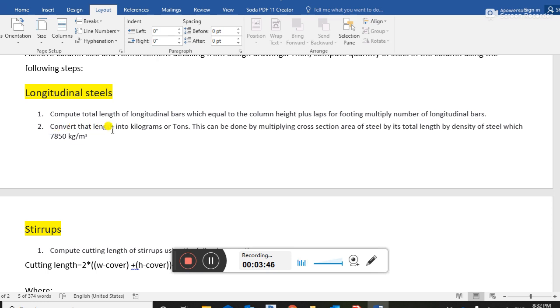Second, convert the length into kilograms or tons. This can be done by multiplying the cross-section area of the steel by the total length by density of steel, which is 7850 kilogram per meter cube. Guys, this question is always asked in exam and interview. What is the density of steel rebars or reinforcement? The density of steel reinforcement rebar is 7850 kilogram per meter cube. It means in 1 meter cube of the steel rebars, the weight is 7850 kg.